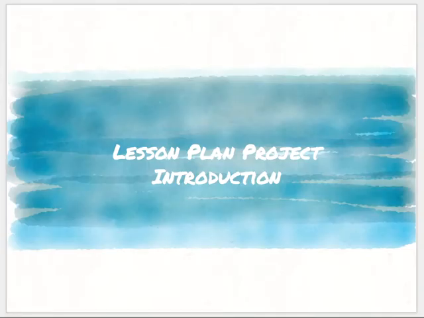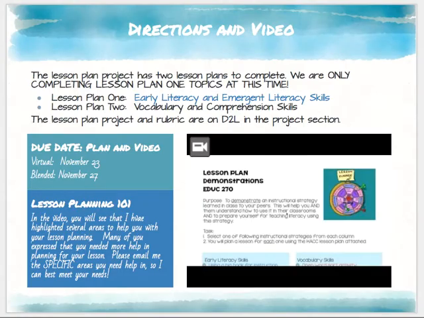The last thing that I'm going to go over in our presentation is the lesson plan project. And you will need to go into D2L and click the project rubric in the project section. And that will give you an explanation to follow along with as you watch this video. Some things to remember, there are 2 lesson plans that we will be completing. This is lesson plan 1, and you'll be selecting only from the early literacy and emergent literacy skills on the lesson plan page that's right here. Make sure you do not select vocabulary and comprehension. That will be in another week.